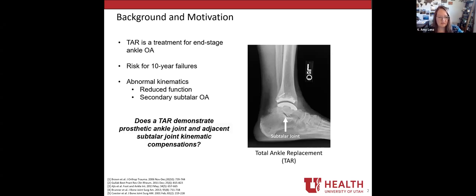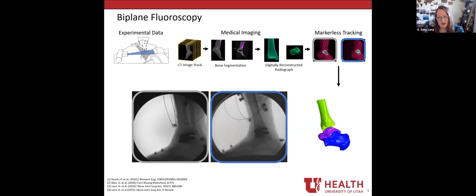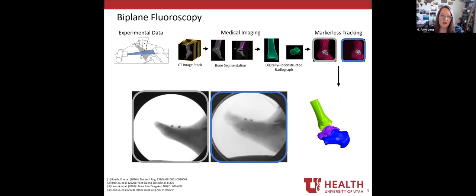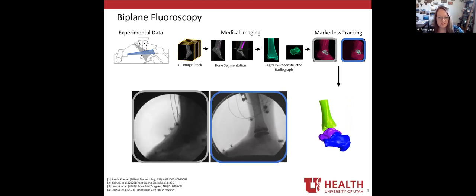So our objective here was to answer the question, does this particular Zimmer total ankle replacement demonstrate prosthetic ankle joint and adjacent joint kinematic compensations? And we performed this analysis by recruiting 6 patients with unilateral total ankle replacement and also 6 controls to act as a comparative group. Our participants did experimental data in our motion capture lab, which is synced to a biplane fluoroscopy system as seen here.